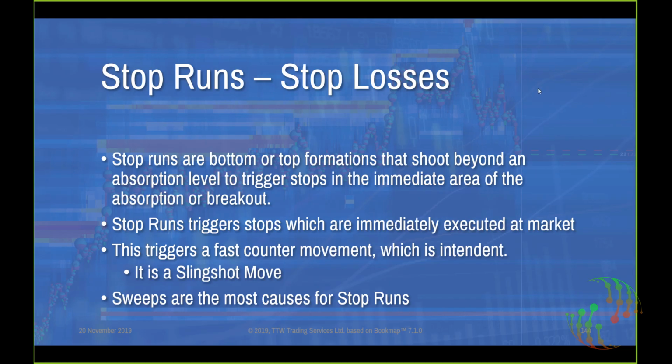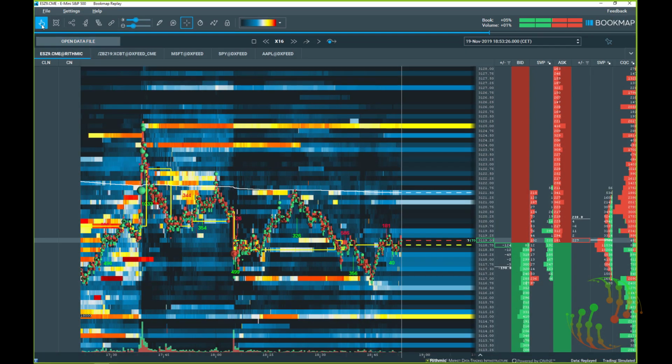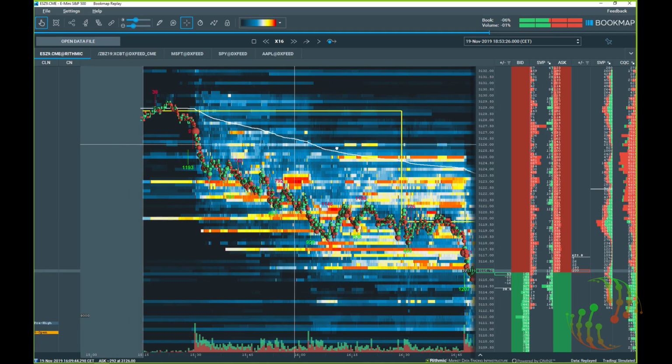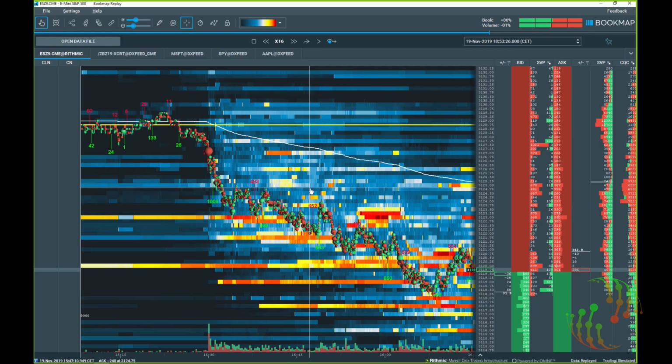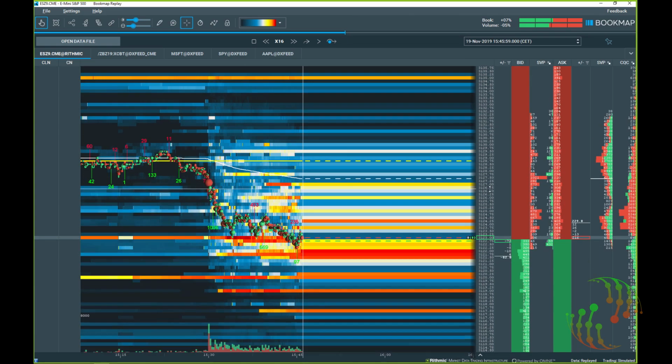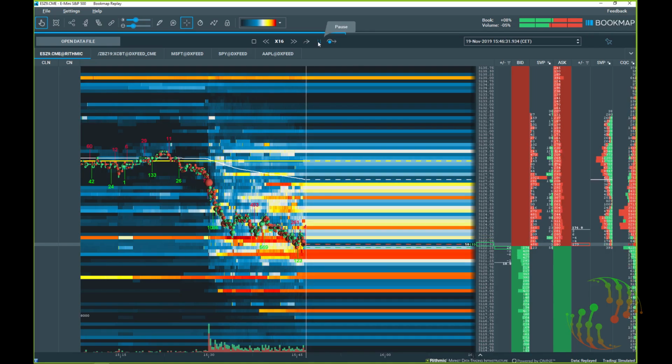Sweeps are the most common cause for stop runs. We had one yesterday. I would like to show you this one. Let me find it first. Let me go back to 47. Before we go through yesterday's recordings based on what we have learned, I would like to show you how a stop run can look.